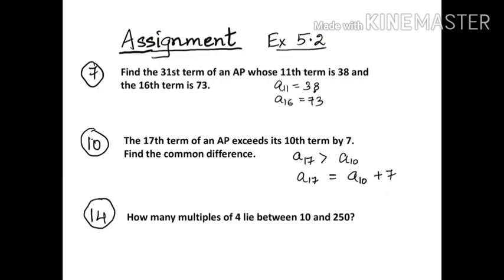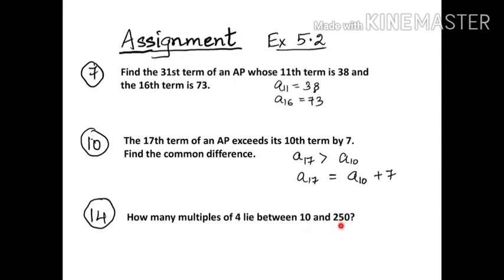Question number 14. How many multiples of 4 lie between 10 and 250? We have to count numbers that are between 10 and 250. That means 10 and 250 are not included. And those numbers that are multiples of 4. So after 10, the first number that is multiple of 4 is 12. Then the next number is 16, 20 and so on.